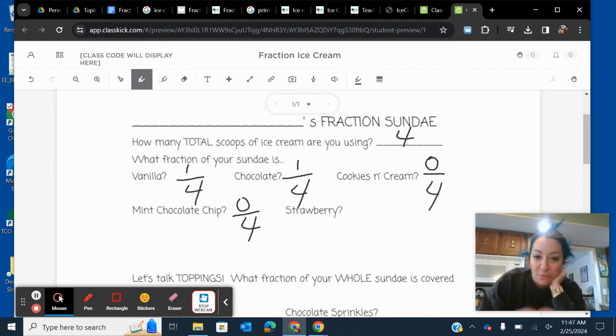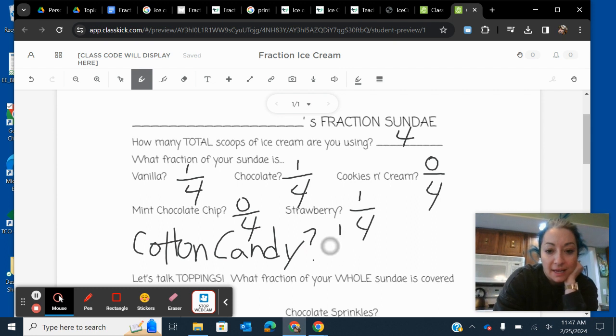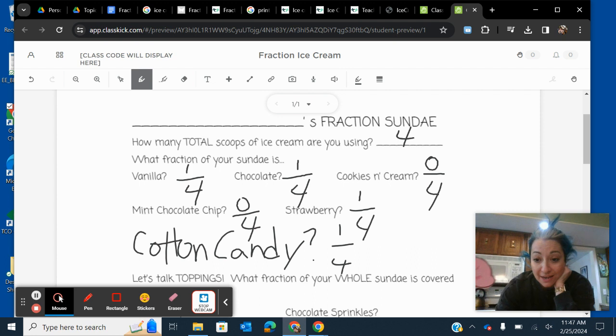And strawberry, I have 1 scoop. That is strawberry. So 1/4. And then since there were some other scoops, I am going to add in cotton candy. And then one of my scoops is cotton candy. Now, if I had 2 scoops of strawberry ice cream, guess what's going to go in the numerator for strawberry? Yeah, you guessed it, 2, because 2 out of 4 scoops would be strawberry ice cream. But for my example, I only had 1 that's strawberry ice cream.